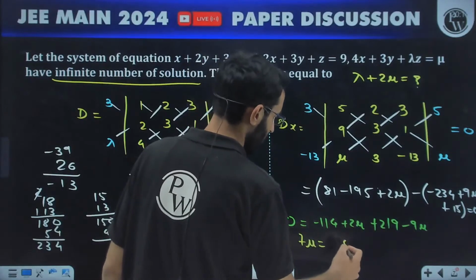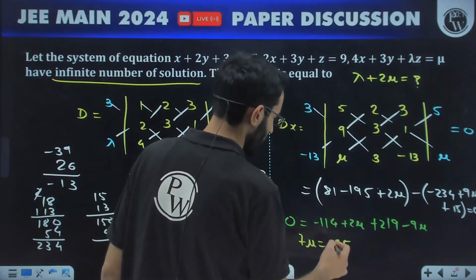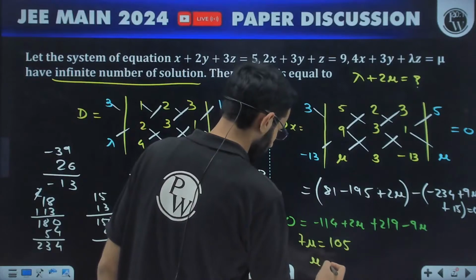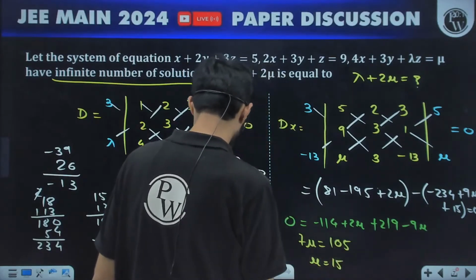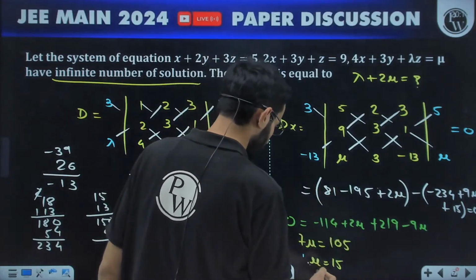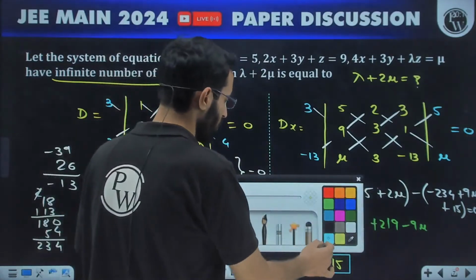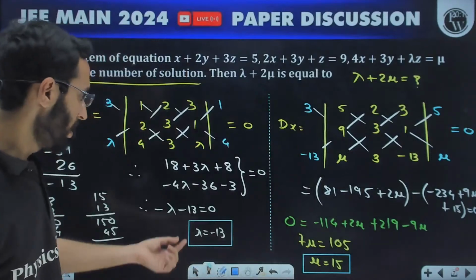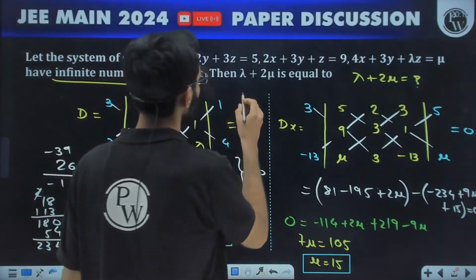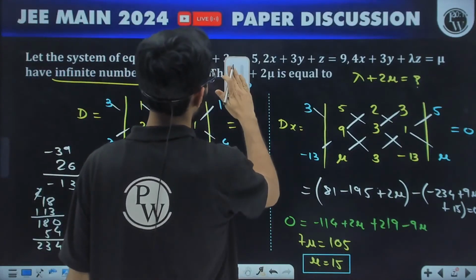9 minus 4 will give 5. 1 minus 1 will be equal to 15. 7s are 1 not. Now you are having the value of lambda and mu both. They want you to find lambda plus 2 mu. So 2 mu will give you 30. 30 minus 13 will give you 17.